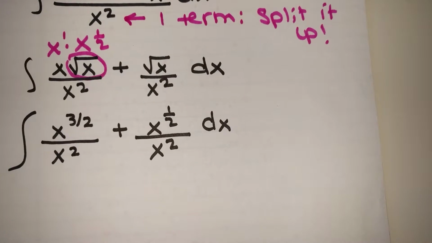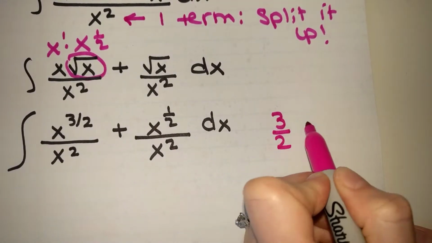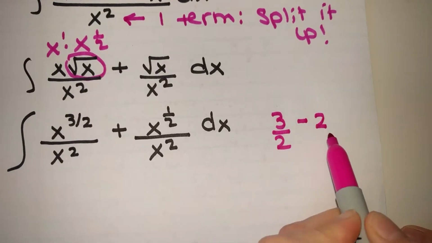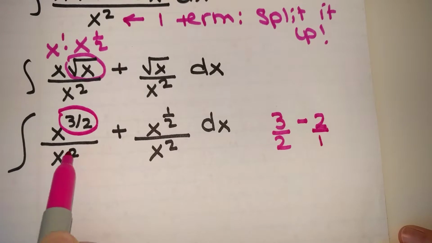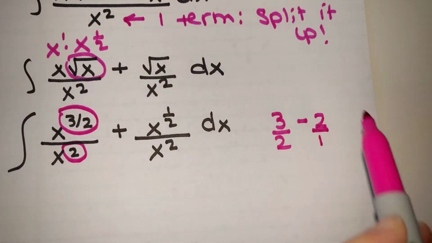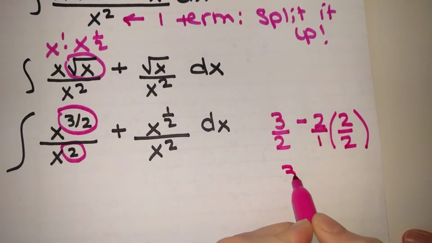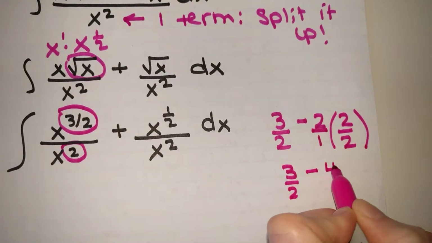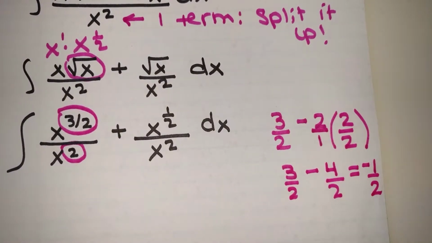So we will reduce this by subtracting our exponents. So we'll take 3/2 minus 2. And again, for the minus 2, we'll have to get a common denominator. So I'm taking the 3/2 exponent minus the 2 exponent. So I multiply this by 2 over 2 for the common denominator, and I get 3/2 minus 4 over 2, which will give us negative 1/2.